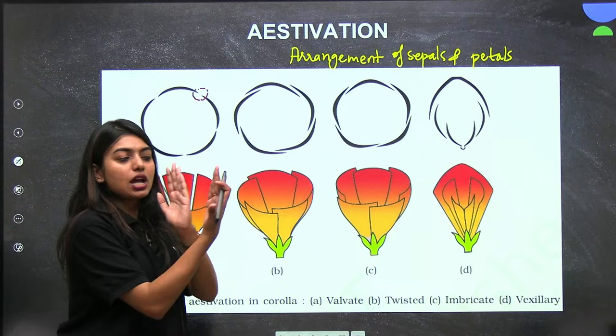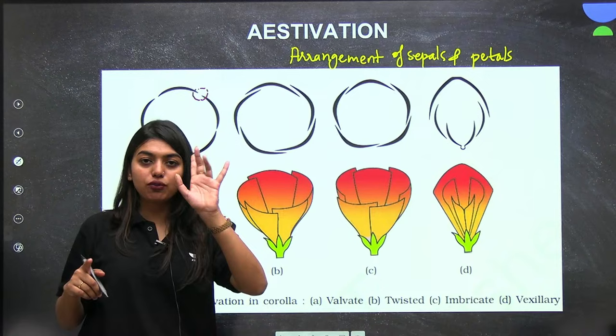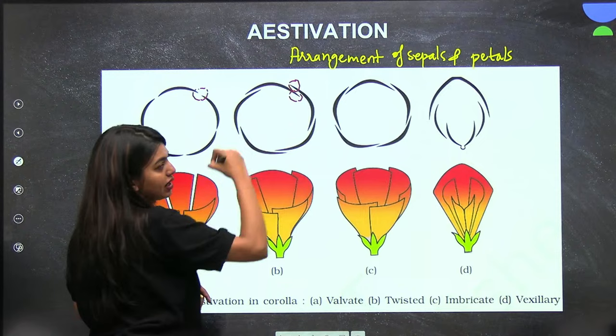That means the margin of one is overlapping with another one. Look here, the margin of one is overlapping the margin of another one. Clear? This is called twisted aestivation.